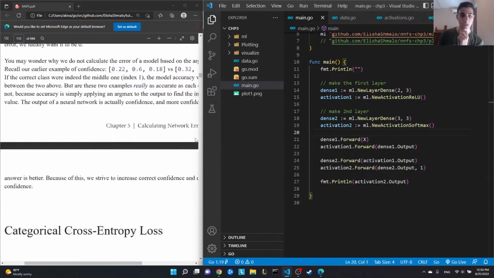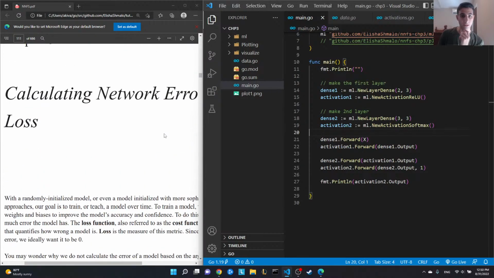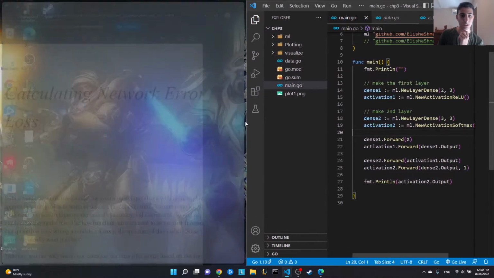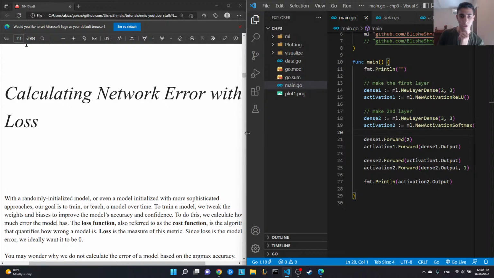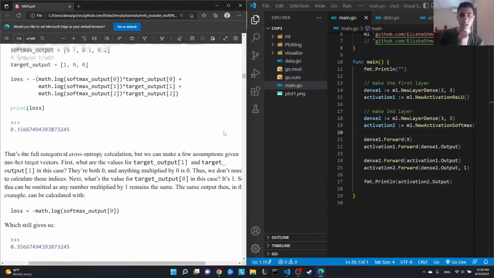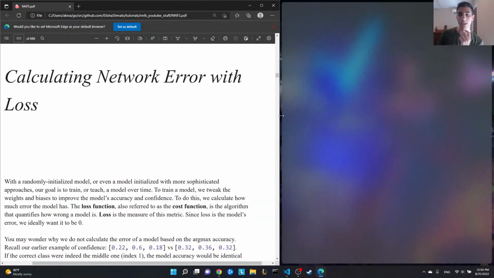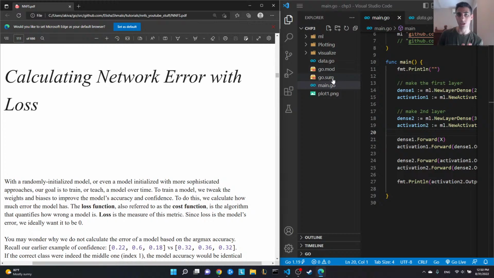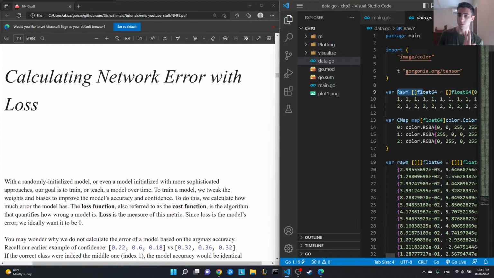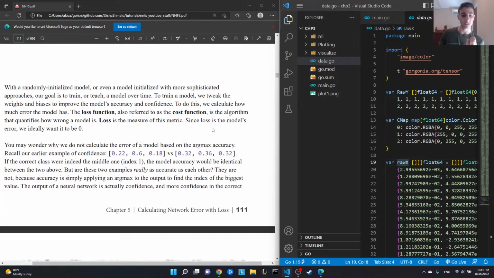Moving forward, we're going to start talking about loss and how to calculate loss. This is the beginning of chapter 5, calculating network error with loss. Basically, with loss we're trying to determine how wrong our model is. You can imagine we're going to give it like 5 inputs, 5 locations, and we know what the outputs should be because we have that y information as opposed to the x information. We're going to look at what it gives us and calculate how wrong it is. That will tell us how we should tweak it and what we should tweak. So now we're going to start talking about calculating how wrong it is.